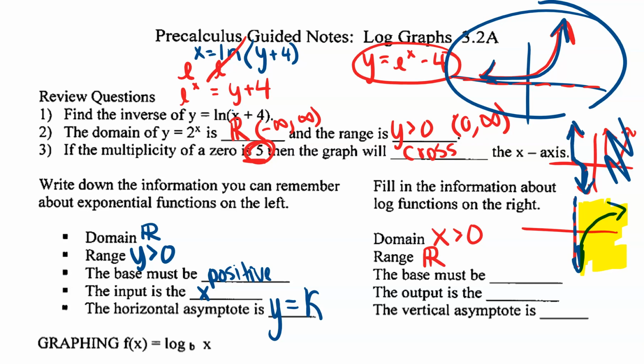Which could also be written as negative infinity to positive infinity. This could be written as from 0 to infinity. All right, the base must be positive. Now this time the output is the x value, not the input. So what that means is we're actually plugging in for y and getting an answer out for x. So it's just backward. And then we have a vertical asymptote at x equals h, whatever your h value is.